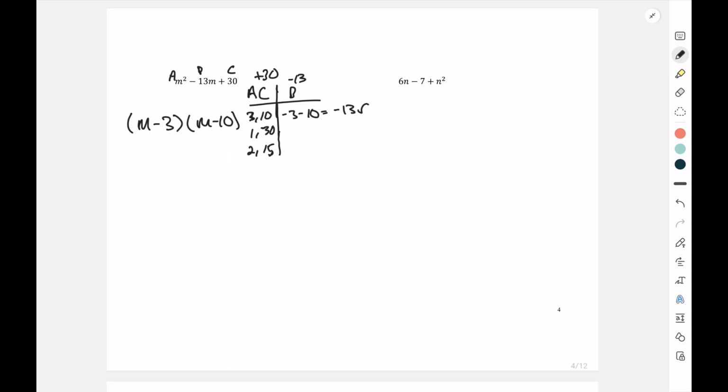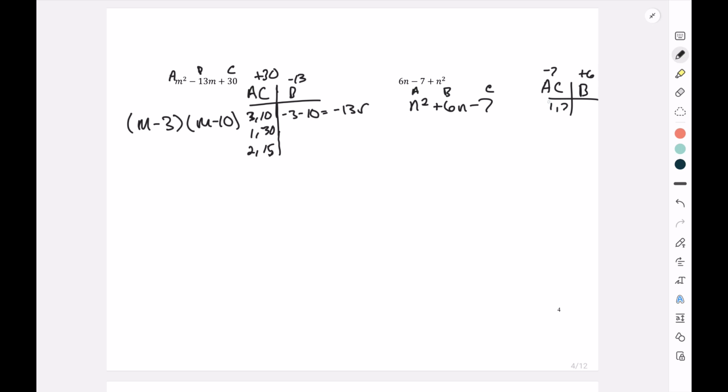For the next one, we have 6n minus 7 plus n squared. First, I would put them in descending power, to where we have n squared plus 6n minus 7. If we look at our a, b, and c, we can see that a would be 1, b would be 6, and c would be negative 7. If we look at our ac and b, we can see that ac would be negative 7 and b a positive 6. And so we know that the factors for 7 would be just 1 and 7.